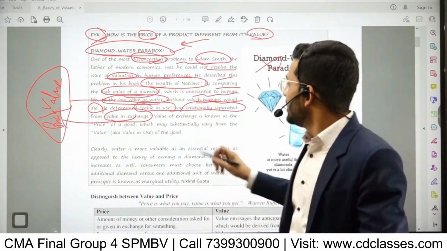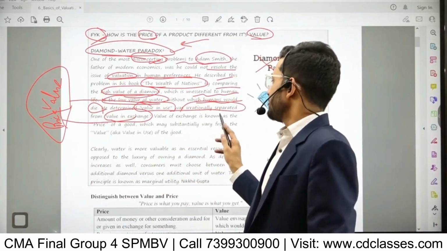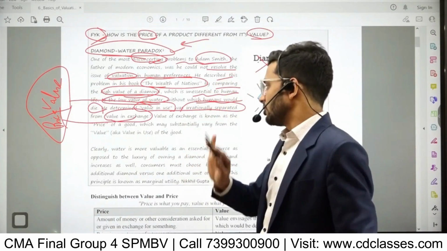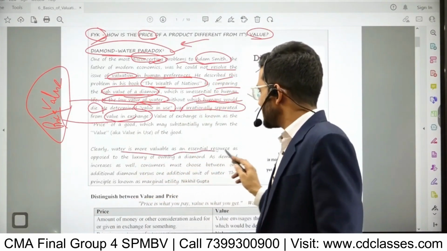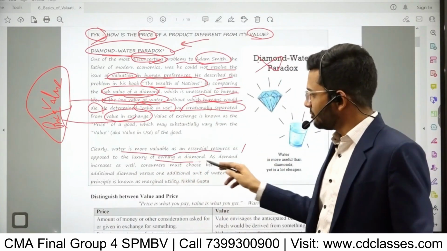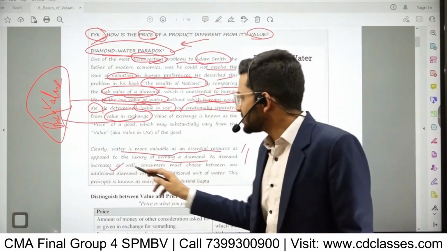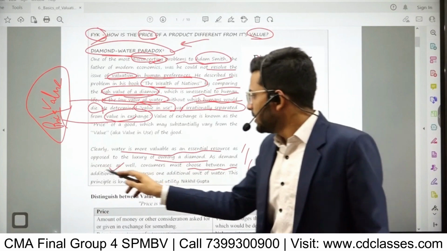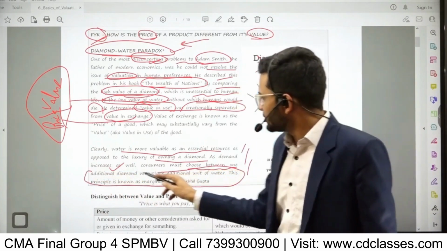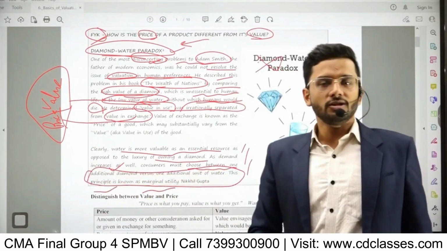He came up with this theory, and then he actually propounded this diamond-water paradox. Clearly water is more valuable as an essential resource as opposed to the luxury of owning a diamond. As demand increases as well, the consumer must choose between one additional diamond versus an additional unit of water. This principle is known as marginal utility.